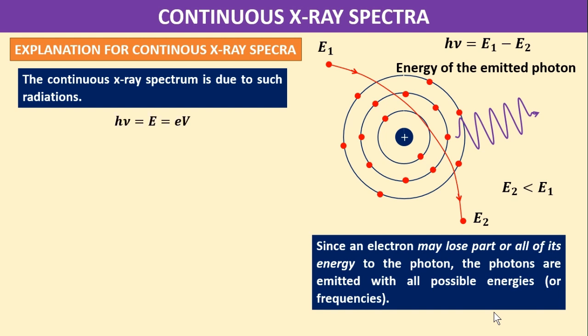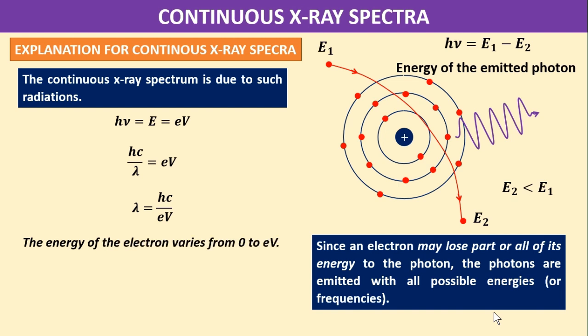So h nu equals the energy, that is equal to eV. So let us write hc by lambda. We replace frequency as velocity by wavelength, equals eV. So let us find wavelength lambda equals hc by eV. That eV value may vary from 0 to the highest value eV. So the energy of the electron varies from 0 to eV. The loss of energy varies from 0 to eV. Therefore, the wavelength lies between infinity and hc by eV.